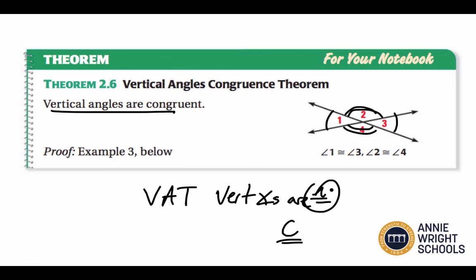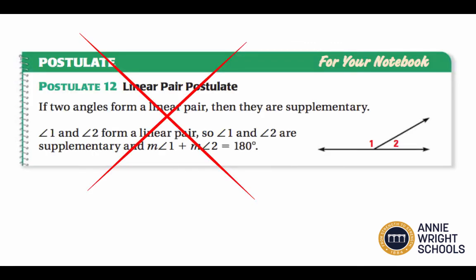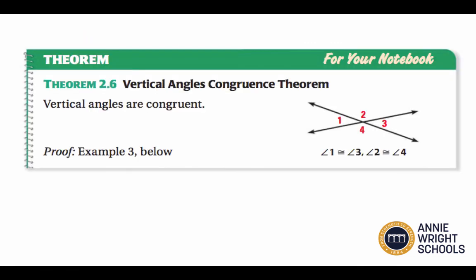So that is this last lesson in unit 2. You will be using these theorems and postulates in proofs in class, but you'll also be doing some algebra with those. So you'll be given a linear pair and you'll know they add up to 180, so you can solve for x and things like that.